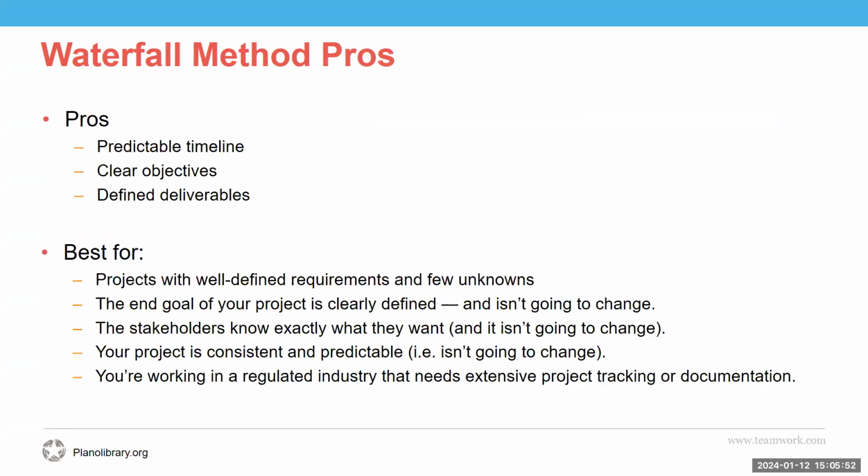Some pros and cons. So on the con side, since everything is mapped out at the beginning, there's a lot of room for error if expectations don't match up with reality. And there's no going back to a previous stage once it's completed. So there's a predictable timeline, there's clear objectives and defined deliverables. So this is best for projects with well-defined requirements and very few unknowns. So you know exactly what you're going to get at the end, and it's not going to change no matter what. So the stakeholders know exactly what you want.